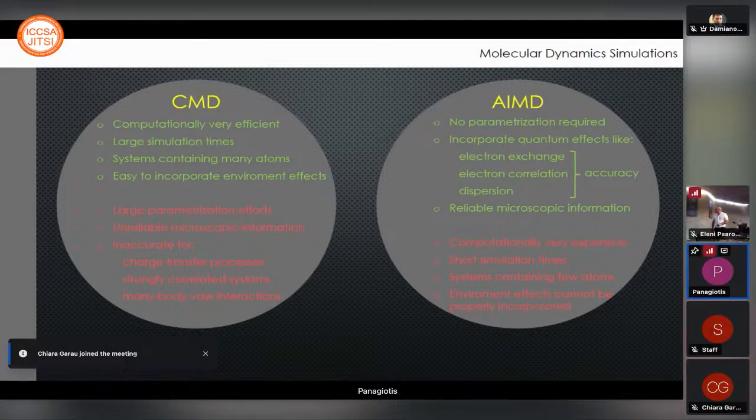On the other hand, ab initio dynamic simulations incorporate the quantum effects in a reliable way, so in an accurate way, and then it provides more reliable microscopic information. So the problem of classical simulation is microscopic information, for example, intermolecular interactions, non-covalent interactions, that is the topic of my talk.